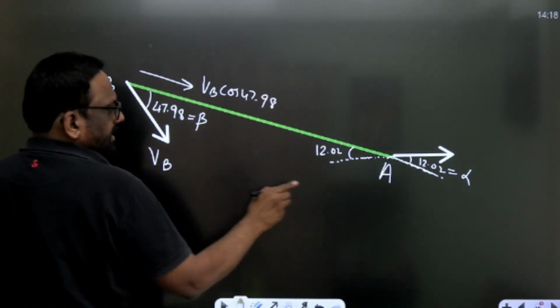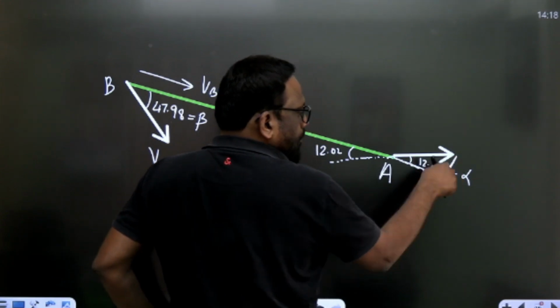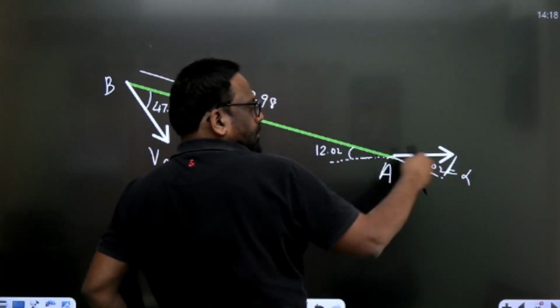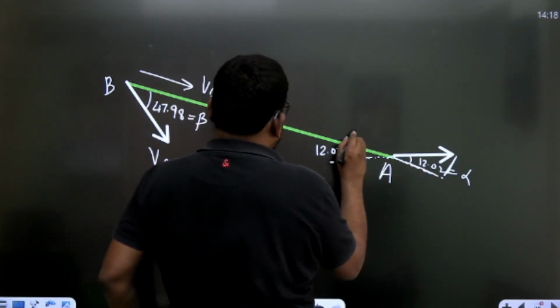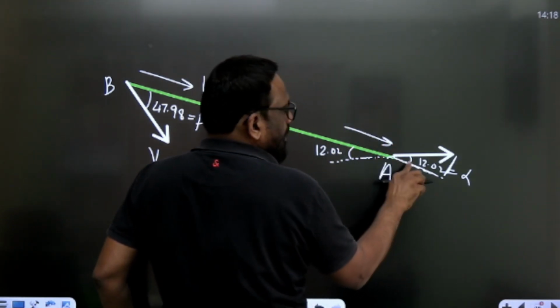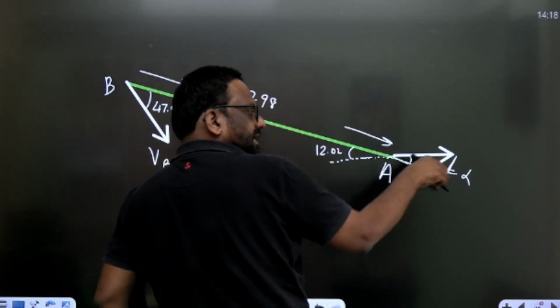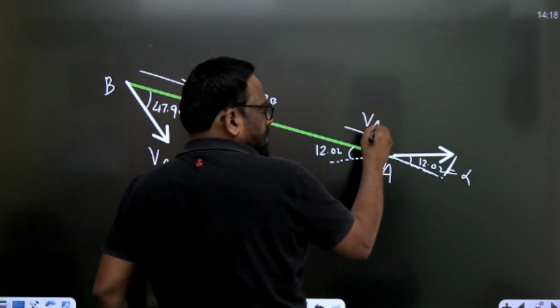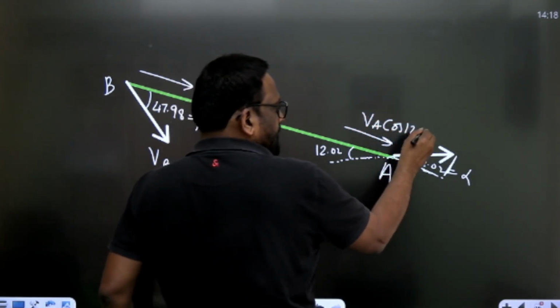Very good, sirs. Similarly, the component of this, this will be opposite, this is perpendicular to the link, we need along the length, so along the link, along this will be opposite. This is sin, this is cos, so VA cos 12.02.